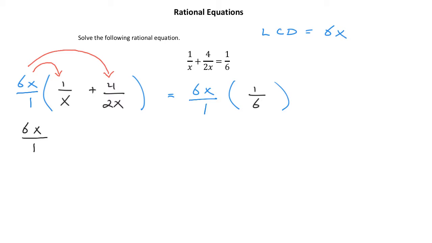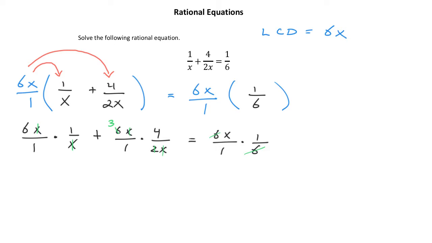We have 6x over 1 times 1 over x, plus 6x over 1 times 4 over 2x, and this is equal to 6x over 1 times 1 over 6. If we scan through the three sets of fractions, I can cancel common factors between the numerator and the denominator. So like this x cancels with that x, but nothing else cancels. Here this x cancels with that x. You could cancel the 2 into the 4, but why not cancel it into the 6, leaving us with 3? And then on the very last fraction, 6 goes into itself once, leaving us with just x.